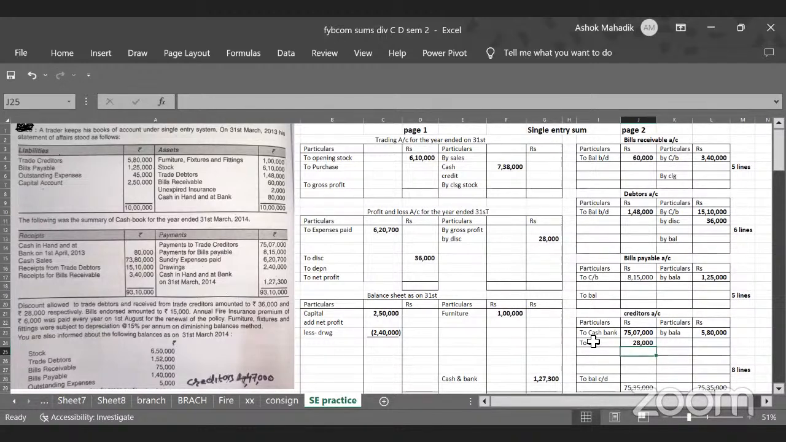Done? Okay. Then bill endorsed amounted to rupees 15,000. It means we have one bill of exchange which we gave to a party. To whom do we pay? Creditors, isn't it? So we are giving one bill to the creditor. So who is the receiver? Creditor. So the entry becomes creditor account debit to bill receivable. Okay, so in creditors you will write to bill receivable, right? Very simple entry. FYBCOM entry.